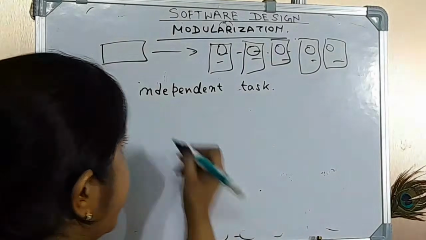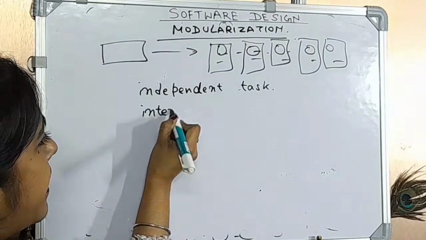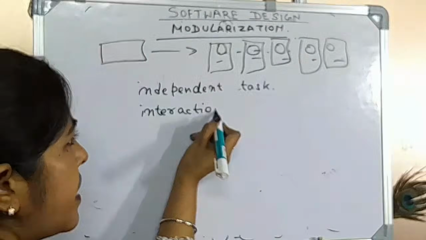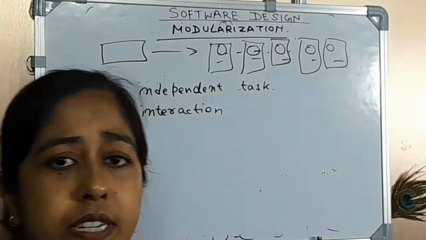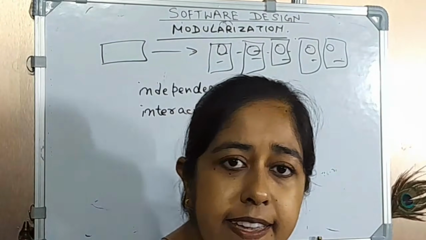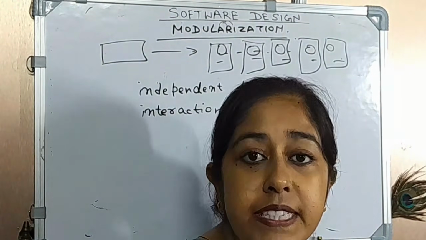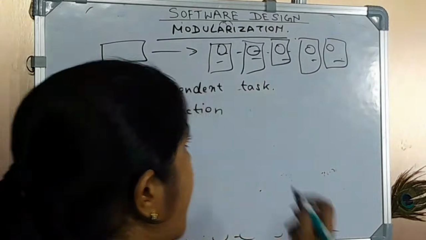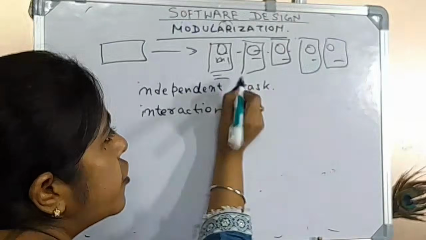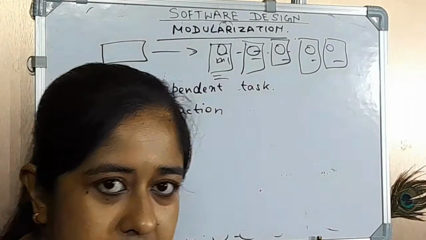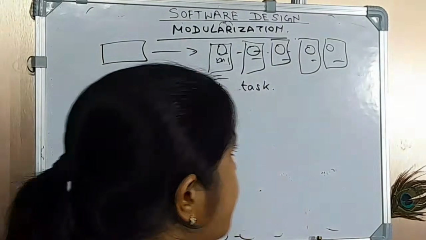What is the main thing? Interaction. They are having some interaction. They are doing independent tasks. They are being executed and compiled. Everything is done individually, separately, for every module. If I am working with this particular module M1, then I will compile it individually and execute it individually. Again for M2, the same thing.